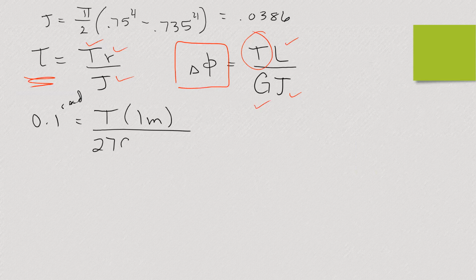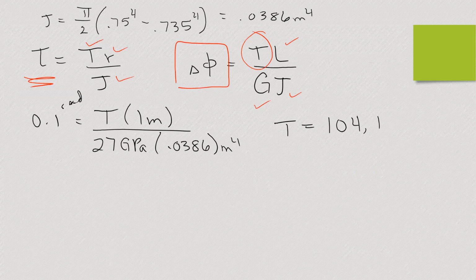G is 27 gigapascals, which was given in the problem, and we computed J to be 0.0386. So now the units on that are going to have to be meters to the fourth. So this tells us that the torque is 104,176 kilonewton meter. I plug that into the shear equation.